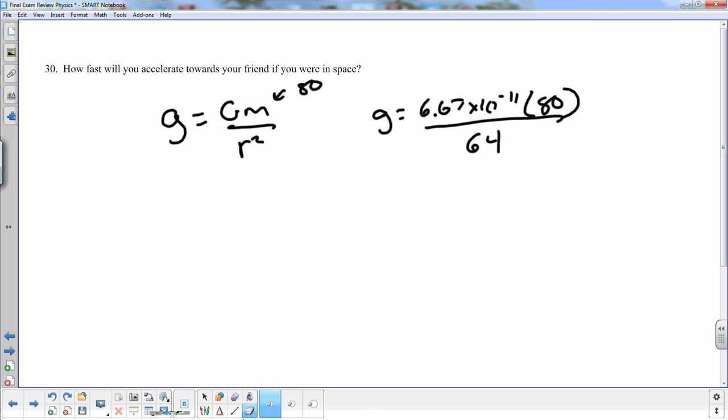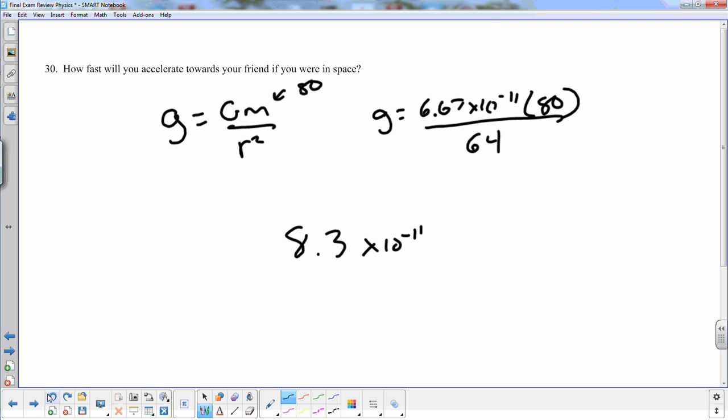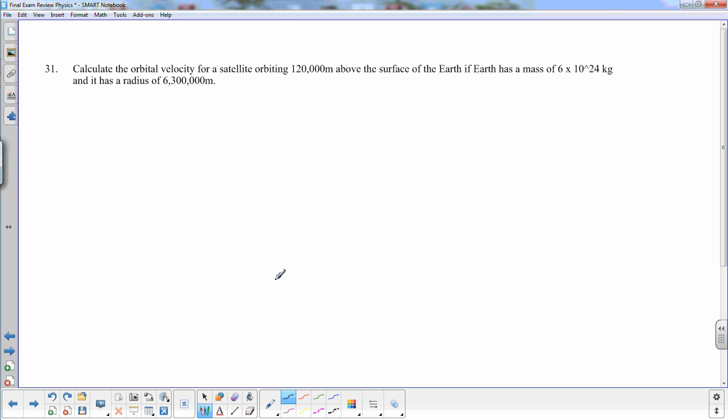Calculate the orbital velocity of a satellite orbiting 120,000 meters above the surface of the Earth, if the Earth has a mass of 6 times 10 to the 24 kilograms and a radius of 6,300,000 meters. Okay, so now we're doing velocity of orbit. If you remember how we got that, that was all based on FC coming from FG. Now, FC is mv squared over r, and FG is big G m of the object, mass of the planet, over r squared.